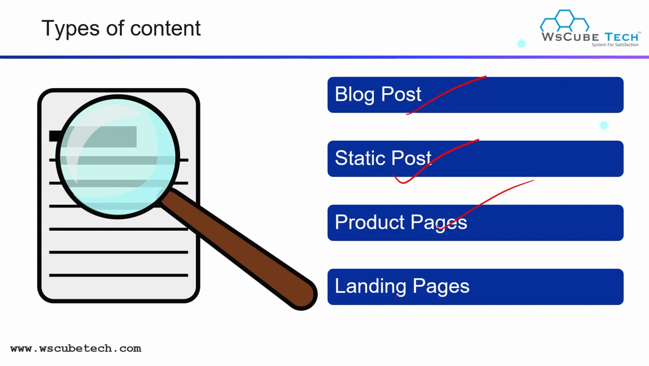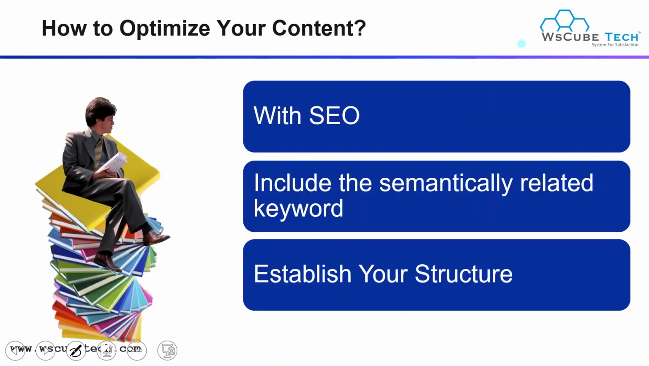Next we have landing pages. Pages designed specifically to be used in your PPC campaigns as the first page users see when they visit your website. That is your landing pages. Next is how to optimize your content. So now let's understand how we can optimize our content.